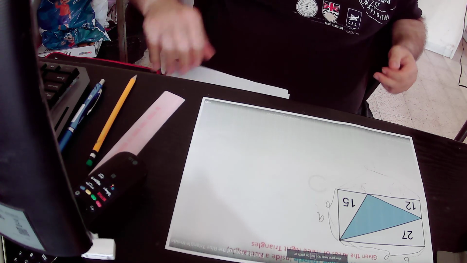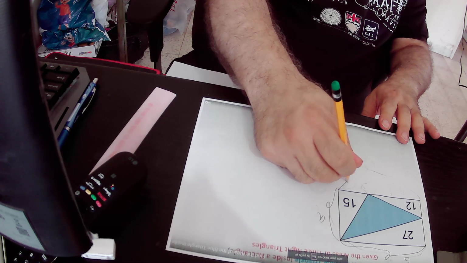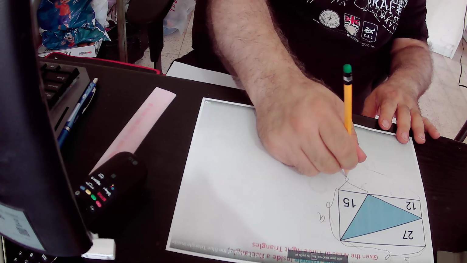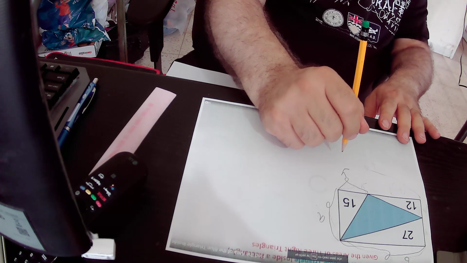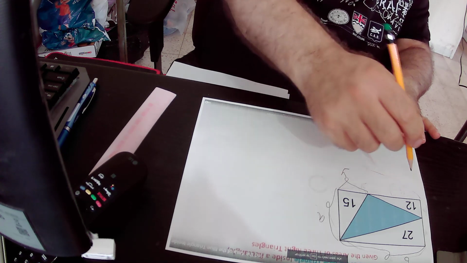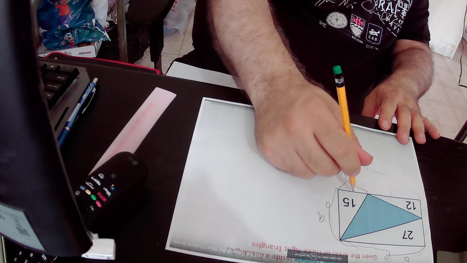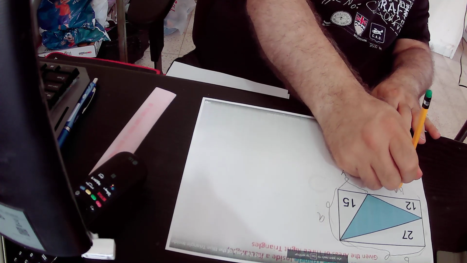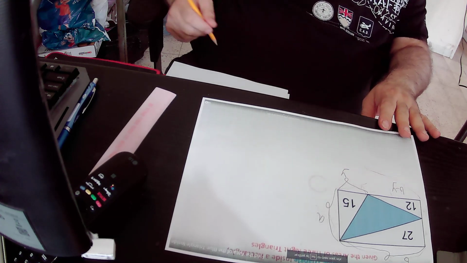So let's define the base of this triangle as Y. Y is the base of the triangle whose area is 15 units. So the base of the triangle whose area is 12 units will be the length of the rectangle, that is B, minus the base of this triangle, that is Y. So B minus Y equals the base of the triangle whose area is 12 units.